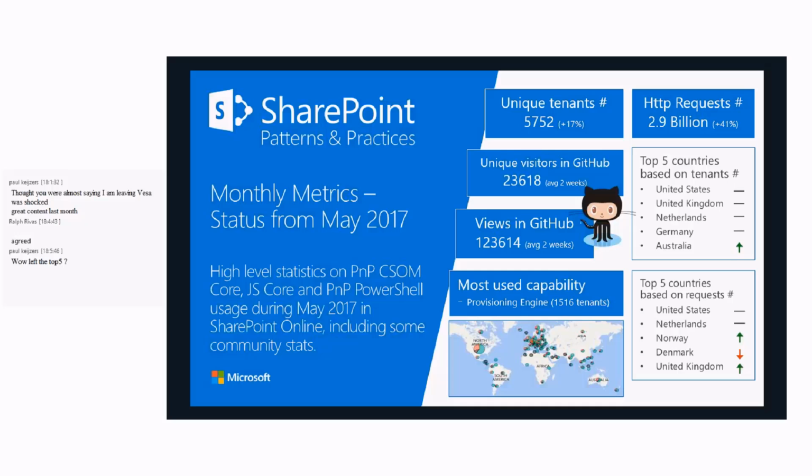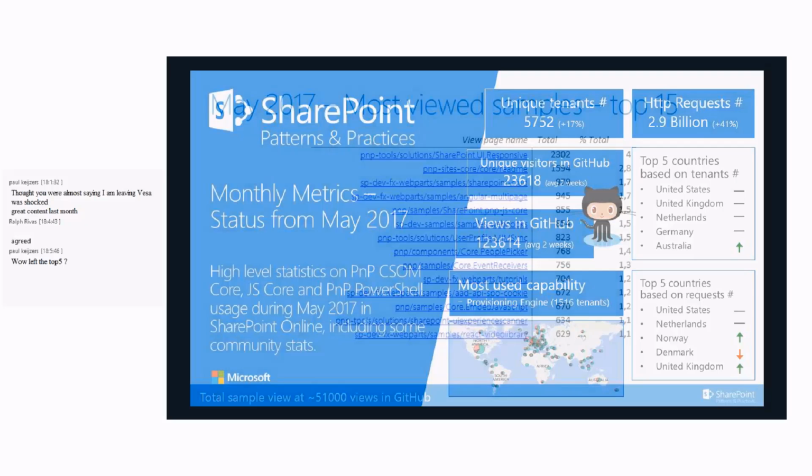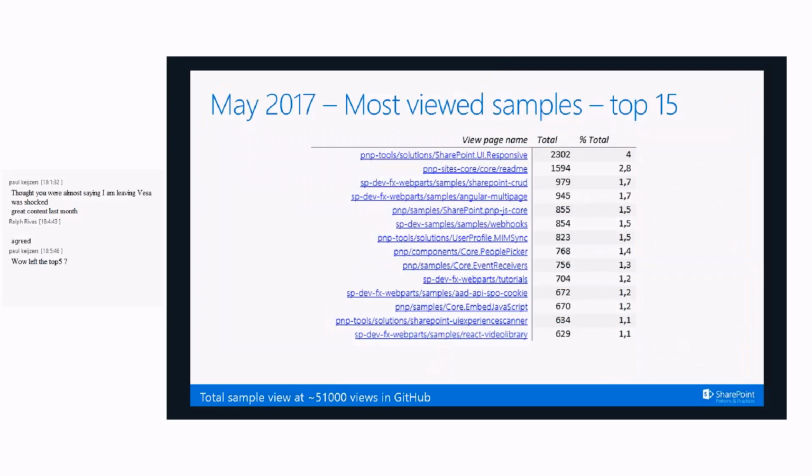And I do not have statistics on Paul's question around who actually left the top 5. If I remember correctly, it was Sweden from both lists, which was actually dropped from them. But most viewed samples, top 15.